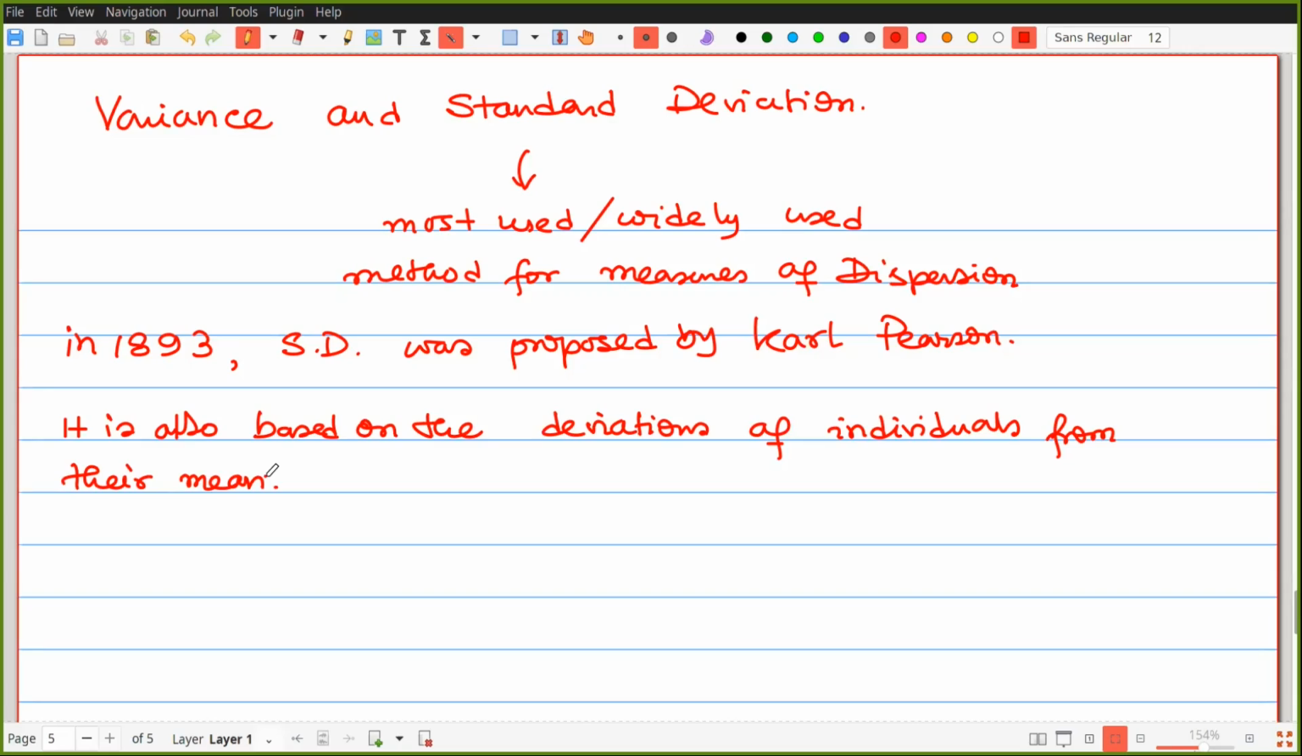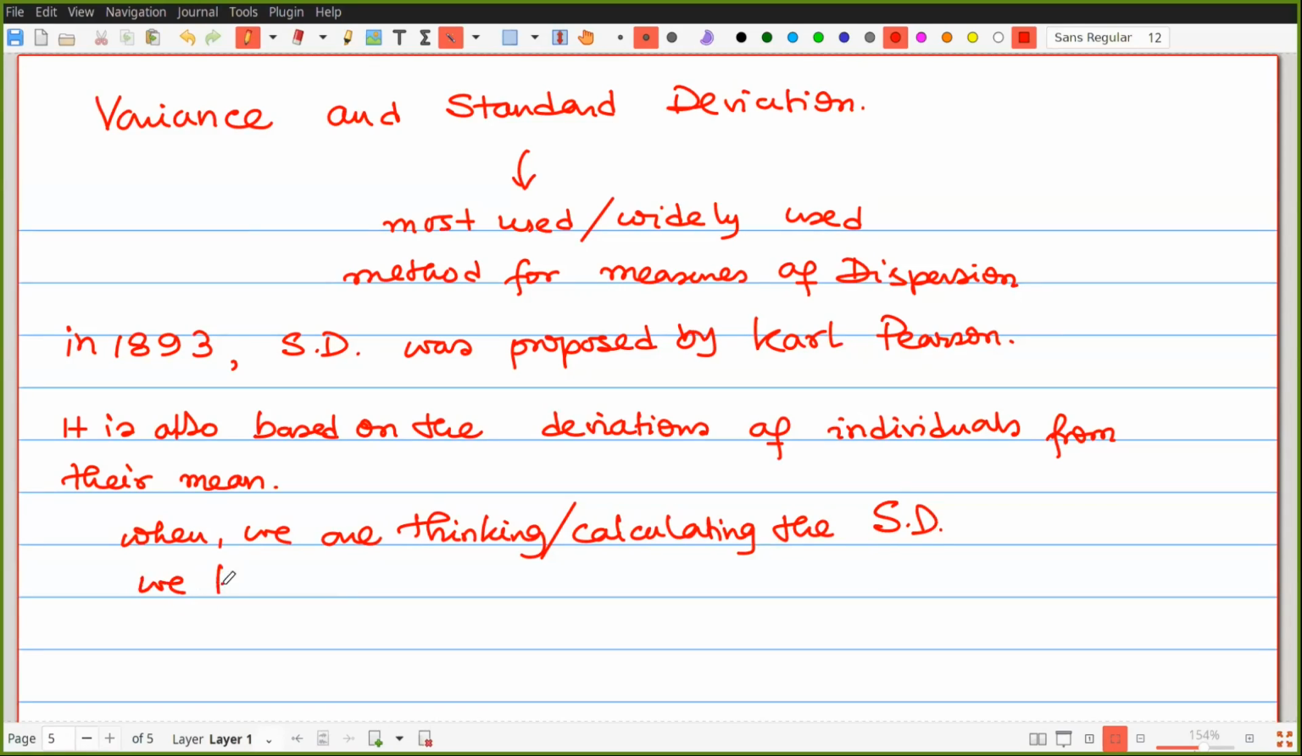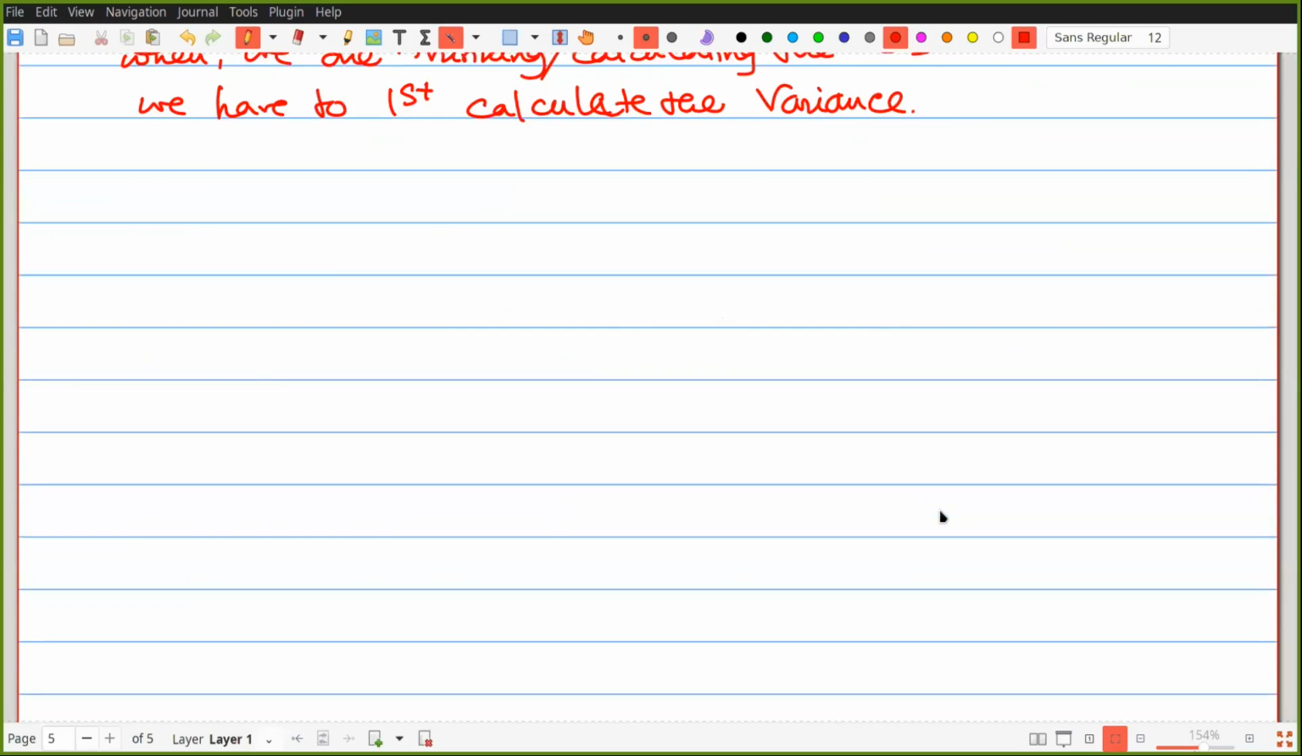Now, when we are thinking of or calculating the standard deviation, we have to first calculate the variance. That means we have to find out the variance at first, then the standard deviation. Let's check a very small example of how we can find it.